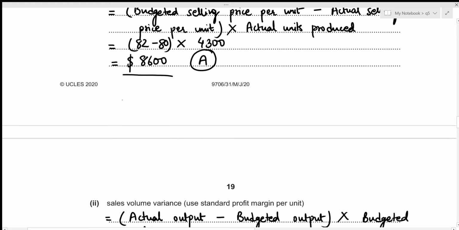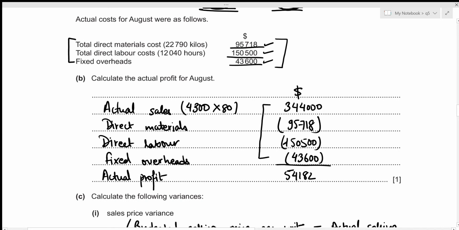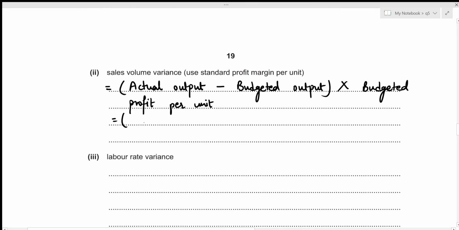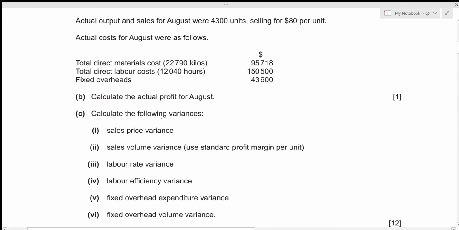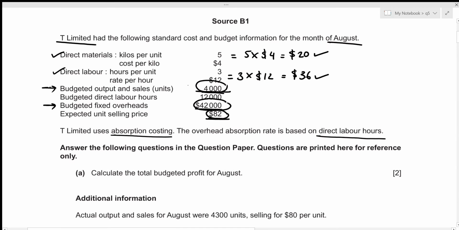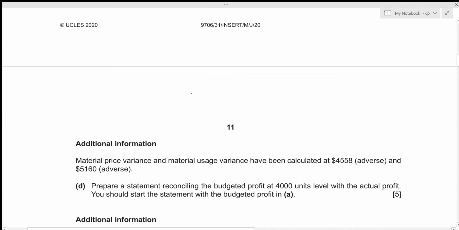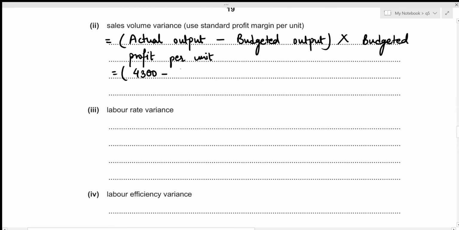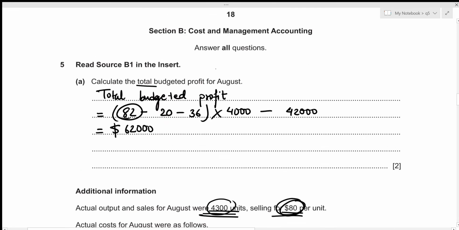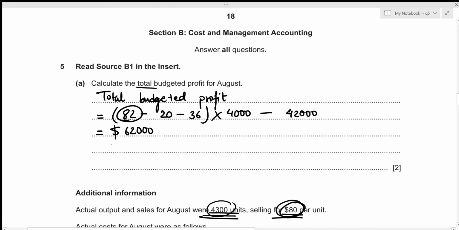Okay, we know that our actual output was 4,300, right? Let's write it down. And we know that our budgeted output was, I think it was 4,000. Yes, it was 4,000. Let's write it down as well. And we need to multiply it with our budgeted profit per unit. So we have already figured out our total budgeted profit.